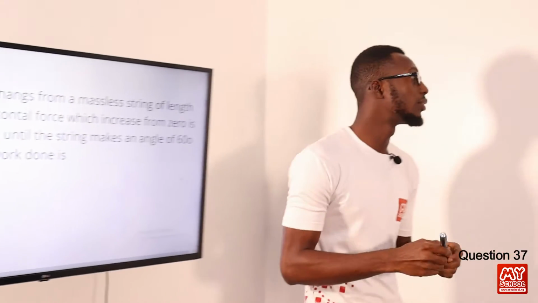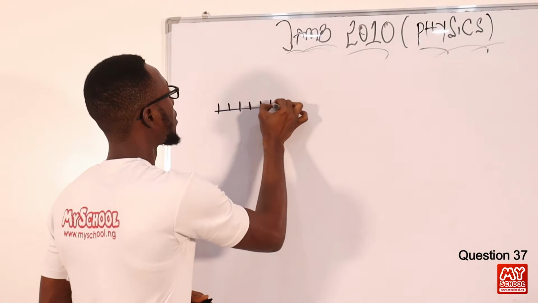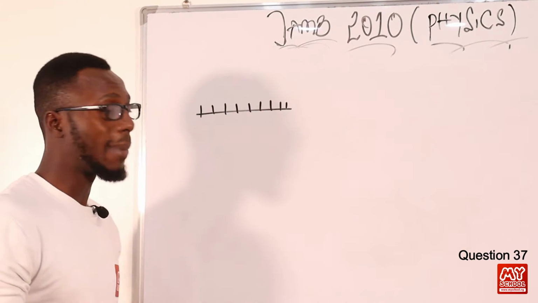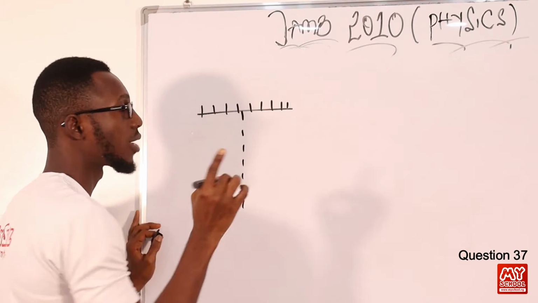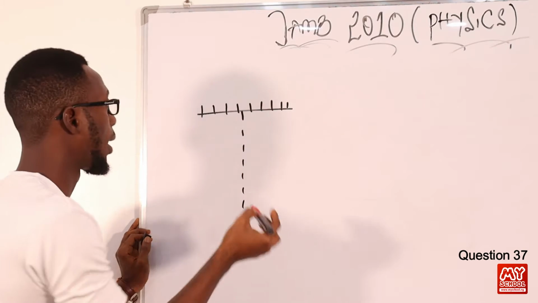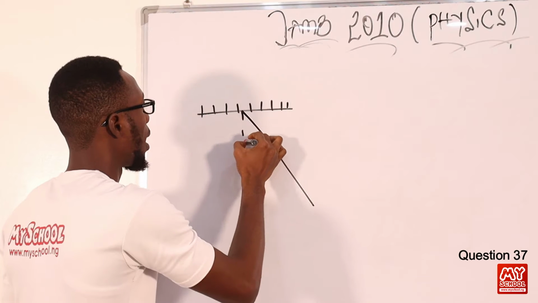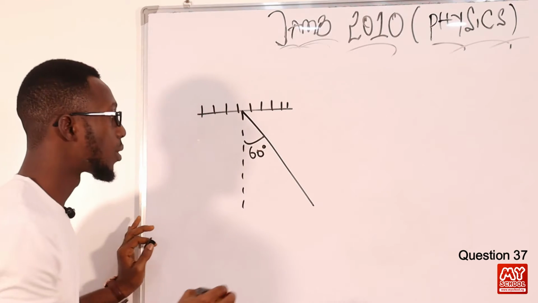So right here, we can just pull up a diagram. This is a frictionless pivot, right? We are told that the string is unstretchable and massless. All right, so we know this. And we are told that this string makes an angle with the vertical, the amplitude, at 60 degrees. So I have it here at 60 degrees. Take note of what we are working on.